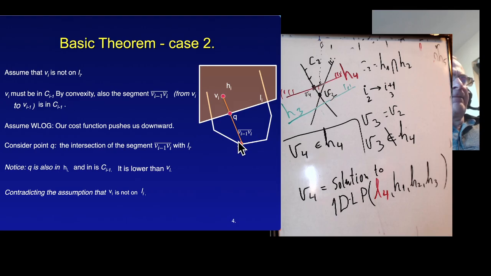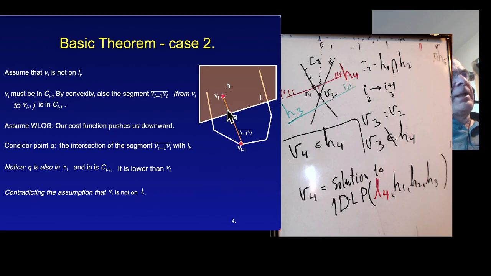Vi minus 1 is definitely not inside Hi. So as I'm walking along the red segment, at some point I must exit from Hi, and this point Q at which I exit is better for the cost function than Vi. So Vi was not the optimum. Q satisfies everything that Vi satisfies, but Q is lower. We're trying to get as low as possible. So the new optimum solution must be on Li itself. It cannot be floating in Hi but not on its boundary.